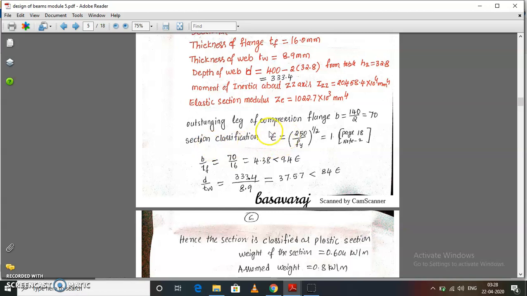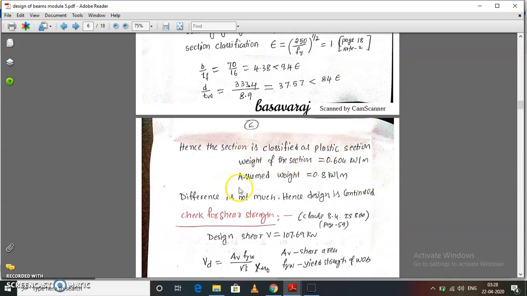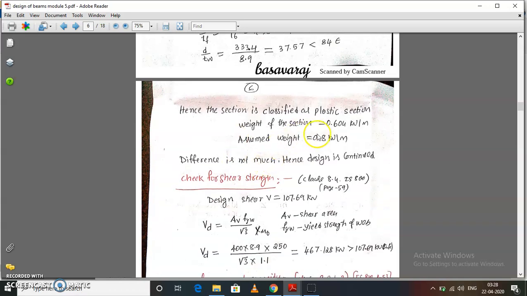Section classification: epsilon equal to (250 divided by fy) to the power of 1 by 2, so that's also 1. And b by tf, b is outstanding leg width 70 divided by thickness of the flange 16, 4.38, which is less than 9.4 times epsilon, which is 1. And d by tw, 37.57, which is less than 84. Therefore, the section comes under class 1, that means the section is a plastic section. Now weight of the section, actually according to the steel table, it is 0.6 kilonewton per meter, but we assumed 0.8 kilonewton per meter, hence it is okay.